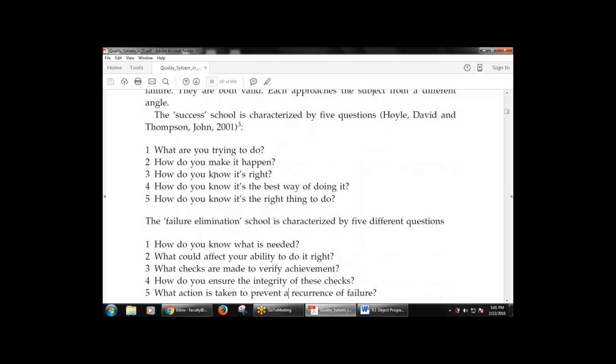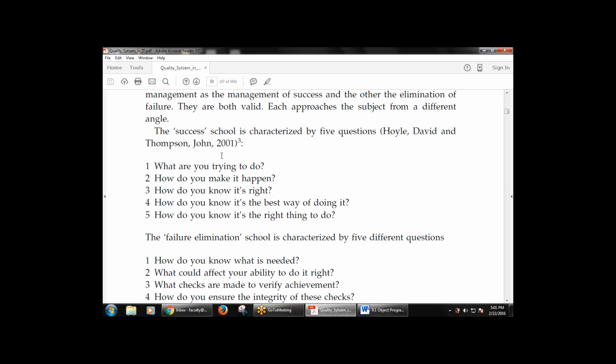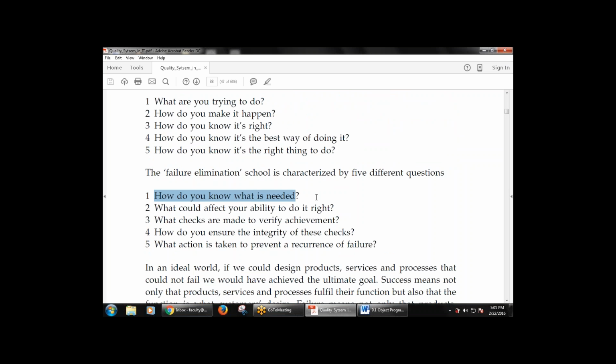Now, this is the success. So there are 2 approaches: one is the management of success, and one is the elimination of failure. Now there are again 5 questions available for the elimination of failure. How do you know what is needed? That is, how do you know what is needed in this? What could affect your ability to do it right?